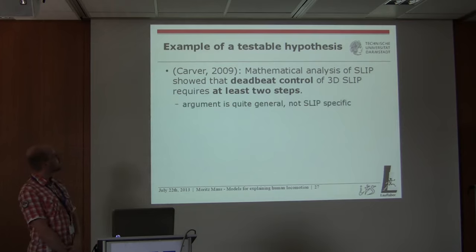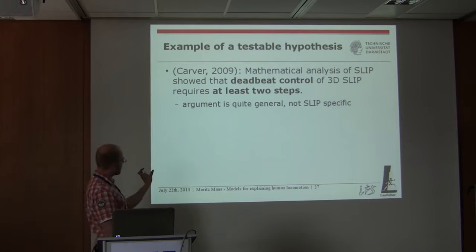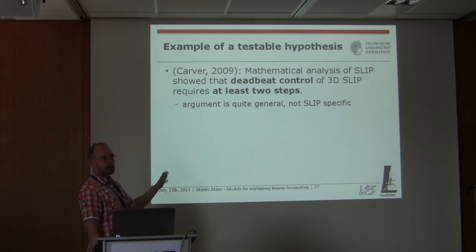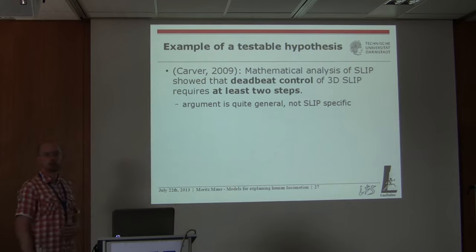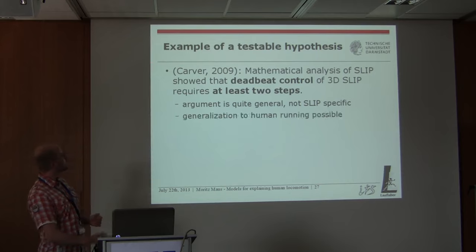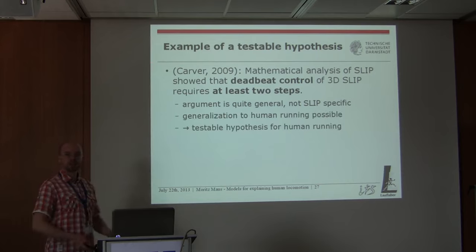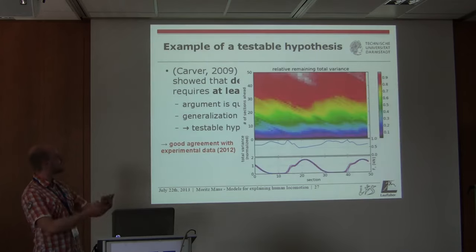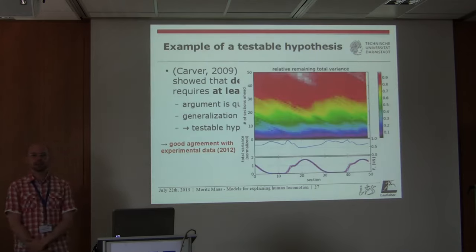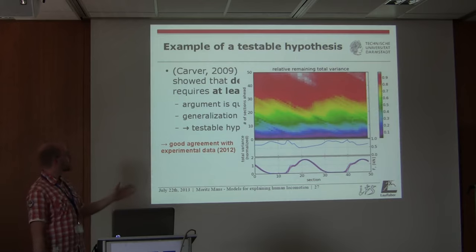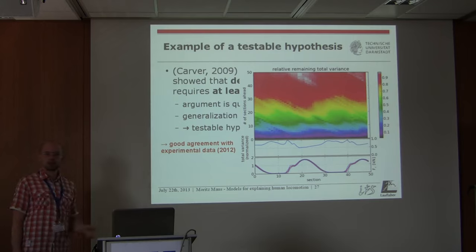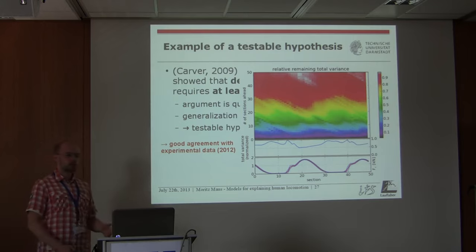And if you think of this argumentation here, this is quite general. So if you think that our human runner has only a very narrow foot, we could say this argumentation is also valid for humans, not only for SLIP. And the testable hypothesis is that humans have a two-step deadbeat control, and ta-da! Yeah. Good agreement, very nice. It was predicted by Carver 2009. We found it last year, and so we can say, well, at least there is some relation.